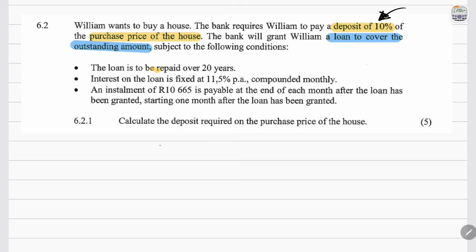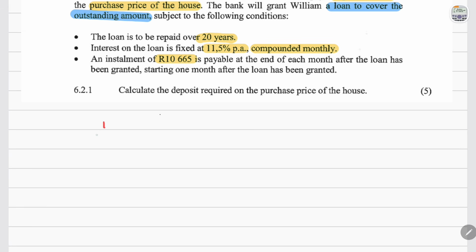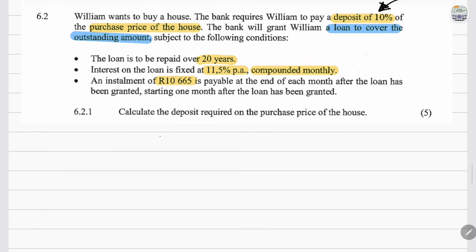The loan is to be repaid over 20 years. The interest on the loan is fixed at 11.5% per annum, compounded monthly. An installment of 10,665 Rand is payable at the end of each month after the loan has been granted, starting 1 month after the loan has been granted, which is normal. So the way payments on loans work is you get the loan, it's granted, and then you start paying 1 month after, if it's compounded monthly.